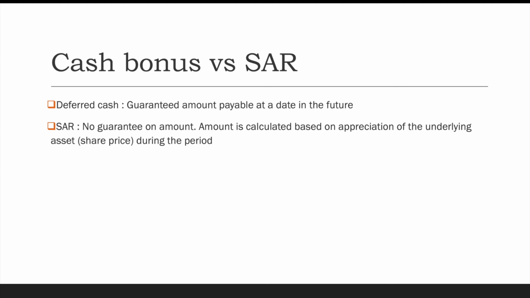The question here is, is cash bonus the same as SAR? No, it's not. And the difference essentially is that in a deferred cash scenario, there is a guaranteed amount that is promised to the individual to be paid at a future date as long as the individual remains with the organization. In a stock appreciation right, on the other hand, there is no guarantee on the amount. The amount that is payable to the individual is calculated based on the appreciation of the underlying asset, that is the share price. It's quite possible that there may be no payout as well if there was no appreciation in the underlying asset during that particular period.